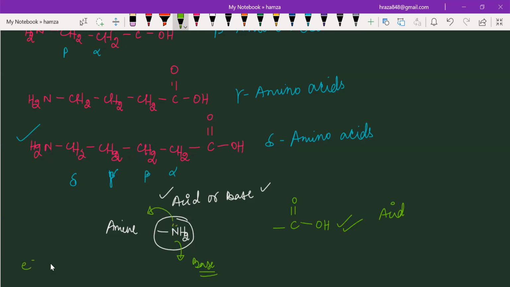And electron donor is base, and electron acceptor is an acid. Lewis acid and base. If you remember from class 11, what is Lewis acid? Electron withdrawn group or electron gainer, or electron acceptor is an acid, electron donor is a base. Is that clear? Nafisa, am I audible to you?